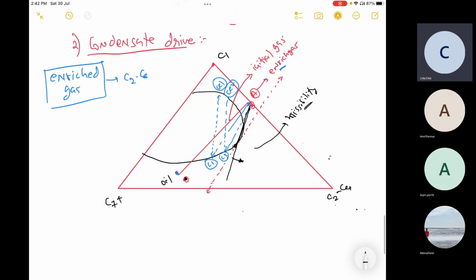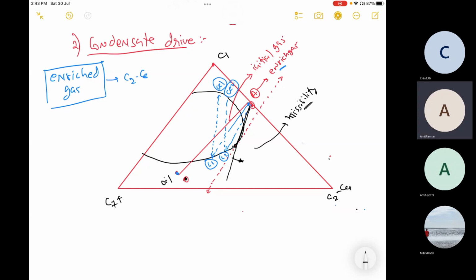Okay, so this is all about miscible gas drives. Okay, so any doubts in this? No, sir. Okay.